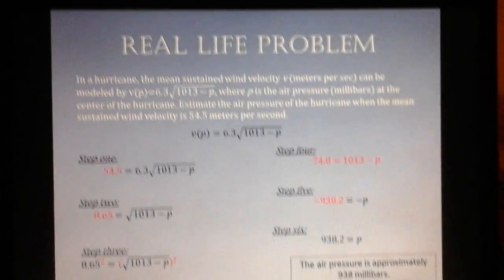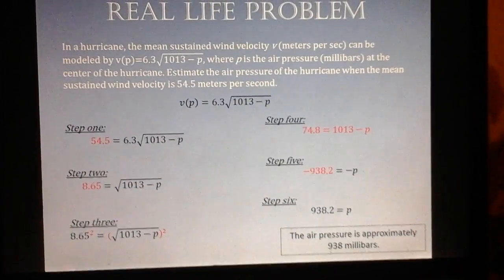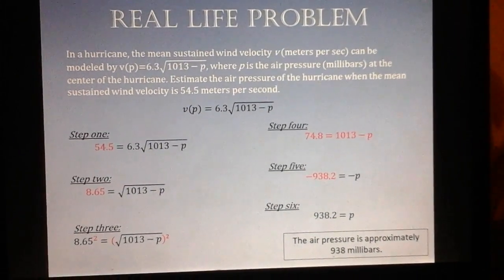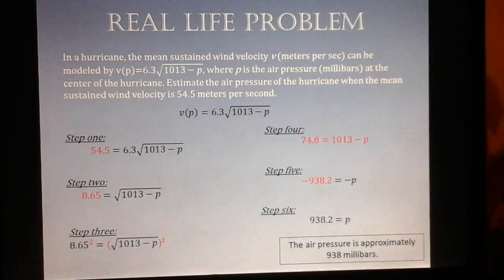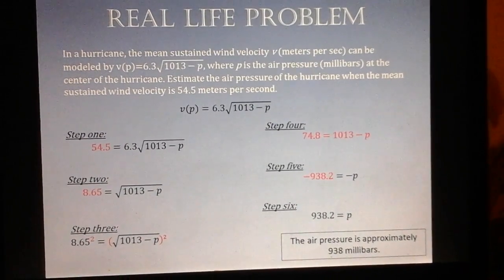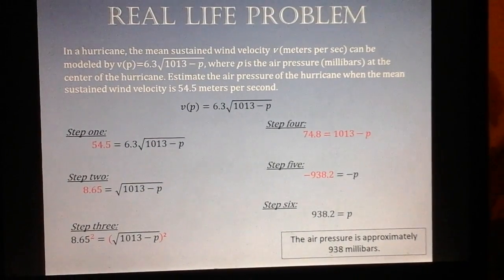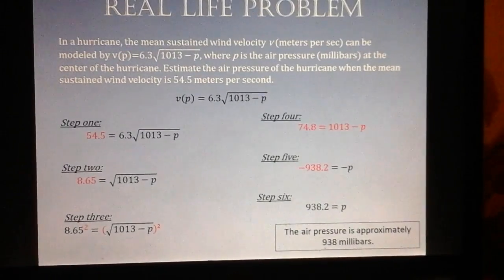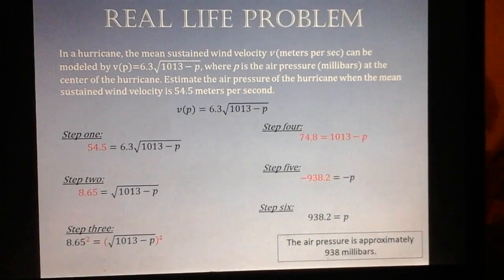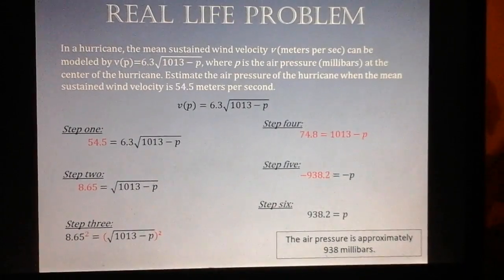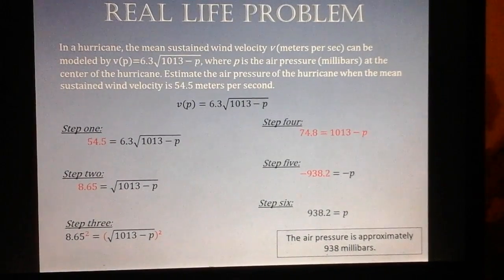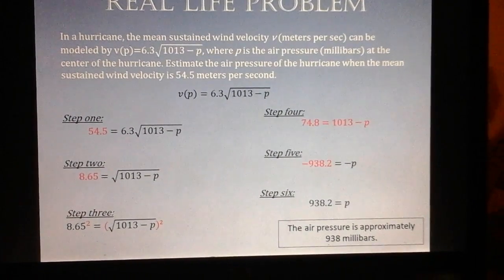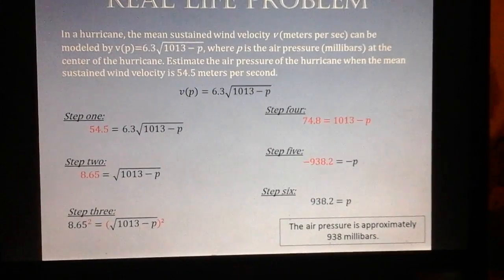Finally, for the real life problem, we have a problem that has to do with hurricanes. It says, in a hurricane, the mean sustained wind velocity in meters per second can be modeled by V equals 6.3 radical 1013 minus P, where P is the air pressure in millibars at the center of the hurricane. We're going to estimate the air pressure of the hurricane when the mean sustained wind velocity is 54.5 meters per second.